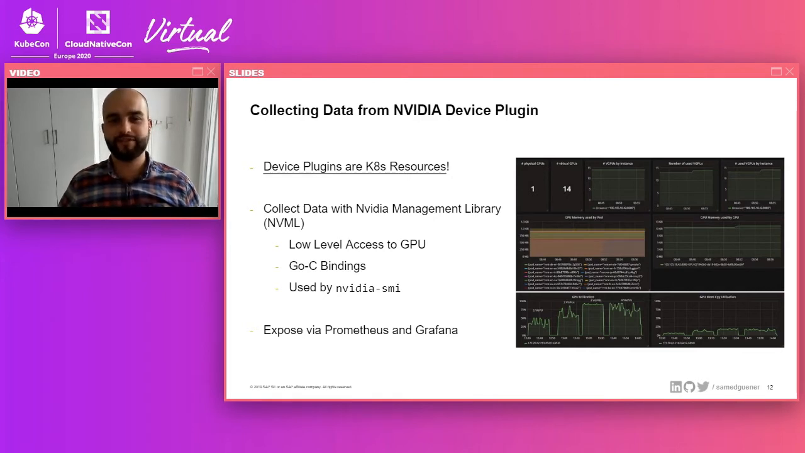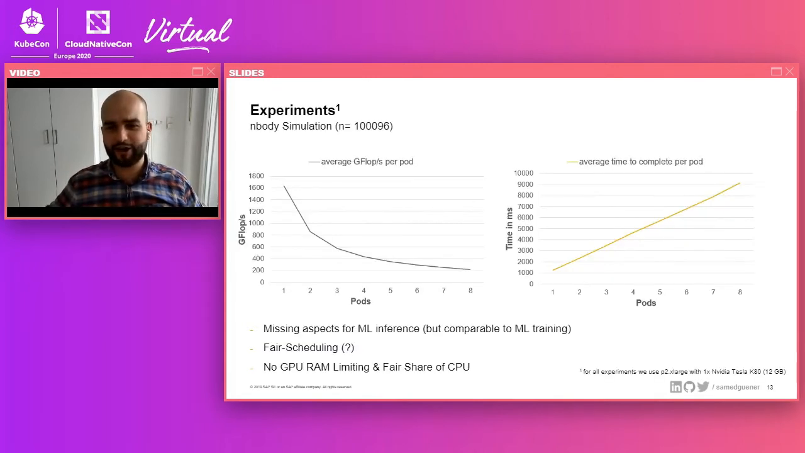So we extended the NVIDIA device plugin, which internally uses the NVIDIA management library to collect additional data from the devices. And the NVML library actually offers low-level access with Go binding. So in the end, we created a few Grafana dashboards with the data we got from Prometheus to track different values, such as number of virtual GPUs, GPU RAM consumed per vGPU, and the GPU utilization. So we have collected data, we have a proper question, and so we did some experiments to answer those. So let's check out our experiments.